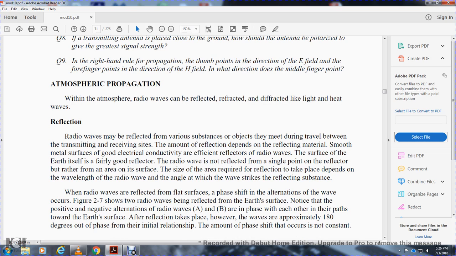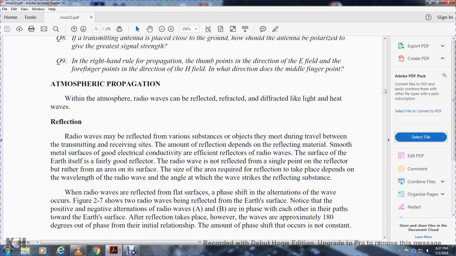Atmospheric propagation. In the atmosphere, radio waves can be reflected, refracted, or diffracted like light. When radio waves hit a substance during travel between the transmitter and receiver, the amount of reflection depends on the reflecting material. Smooth metal surfaces of good electrical conductivity are excellent reflectors of radio waves. The surface of the earth itself is a fairly good reflector, and the wave is not reflected from a single point, but rather from an area of the surface.